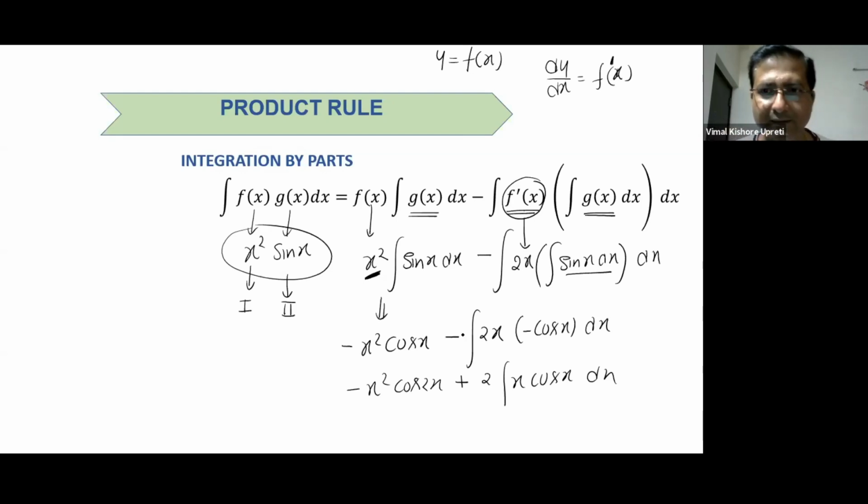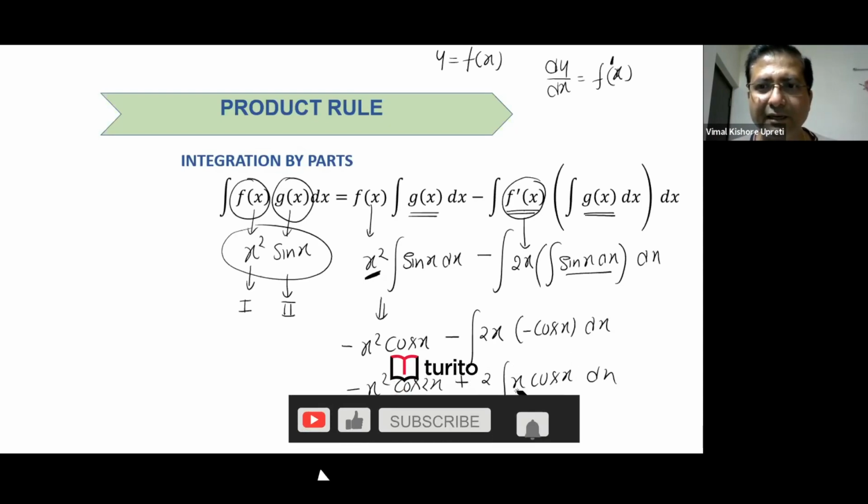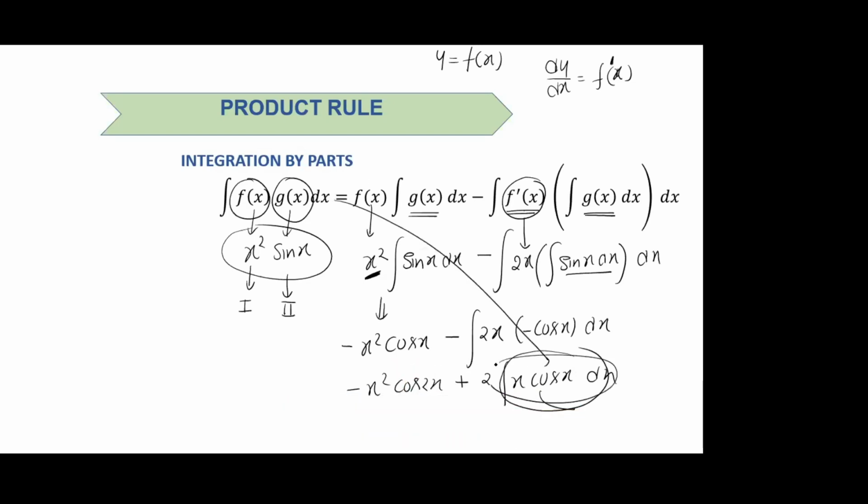Now you can visualize the situation. What we have to understand here is that we may assume f(x) and g(x) in such a way that the term we are getting here can be integrated easily. Right now, again, the difficulty is the x cos x integration, which I don't know. So to integrate this one separately, again I need to do it by parts. So again I need to apply this formula here. Again, product rule. Simplify this term.